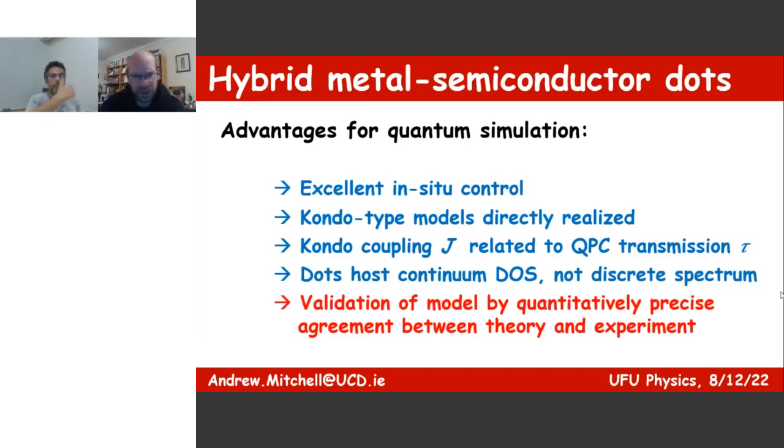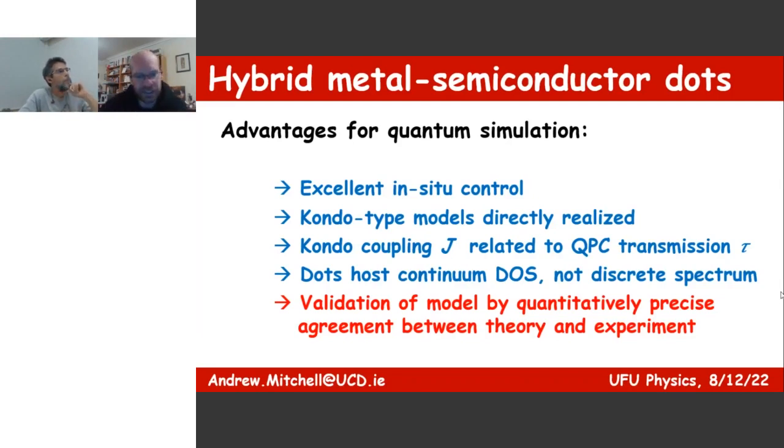One thing we need to do, though, as we saw here, is that you can validate these models by quantitatively precise agreement between theory and experiment. But there's one thing not yet done, which is that if we're going to scale this up, we need to think about connecting two of these dots together at the very least, thinking about what the interaction between those two is, and making sure that these two dots are actually identical, that they behave in an identical way. That's what we'll need for scaling up to the lattice.